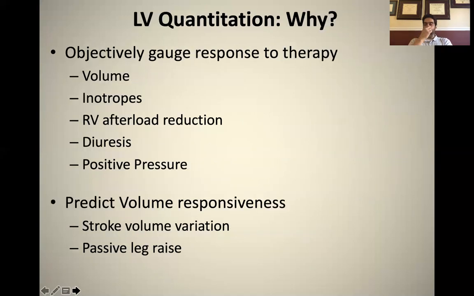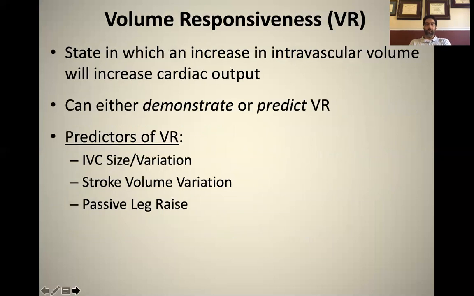So again, why are we trying to quantify LV function? Like I said, most often we're trying to gauge the response to therapy or predict a response to therapy. I want to talk about that first one. I think predicting volume responsiveness, using more often the passive leg raise with Doppler stroke volume, is the most commonly used application for this, especially in a general critical care setting.